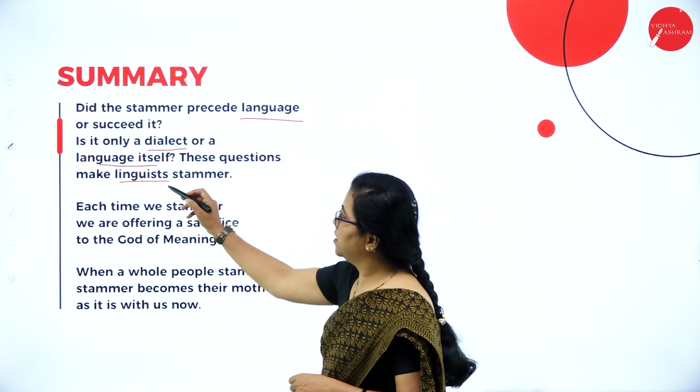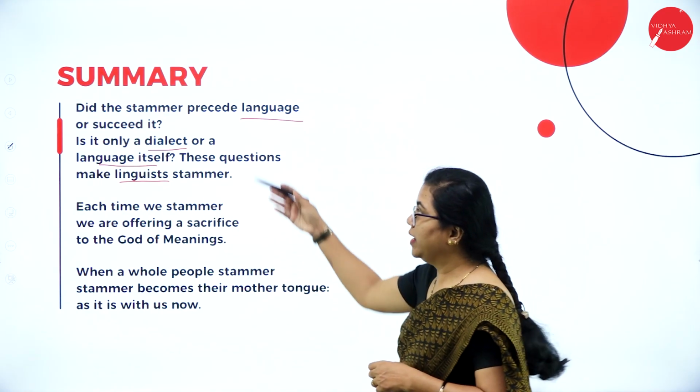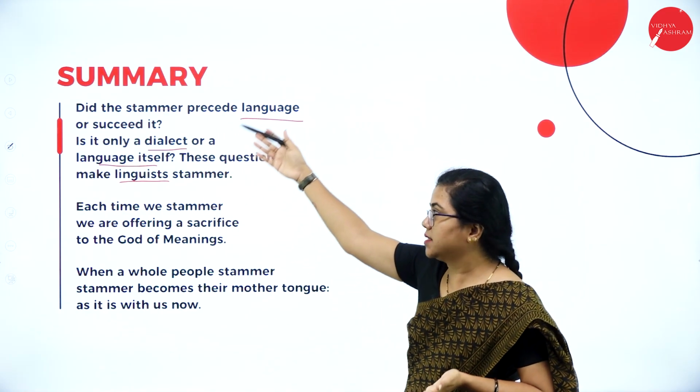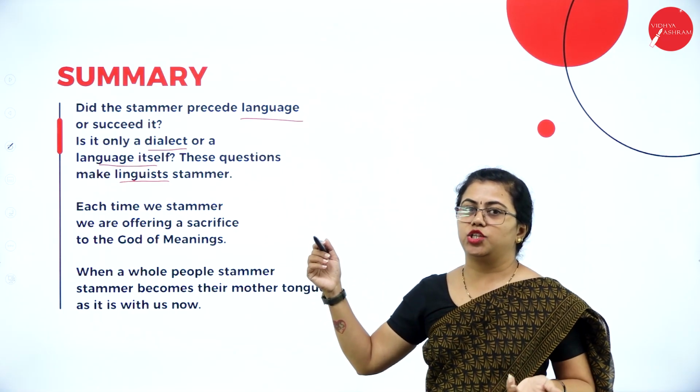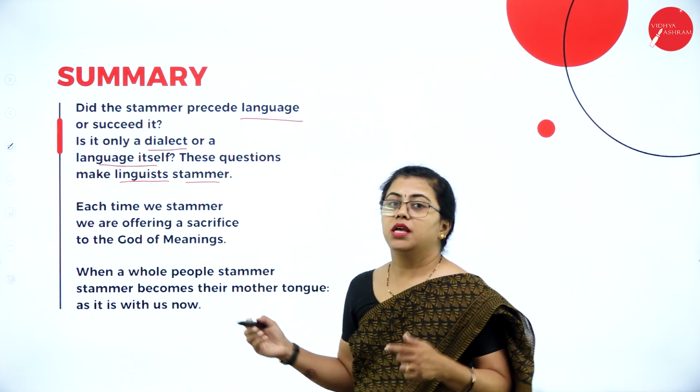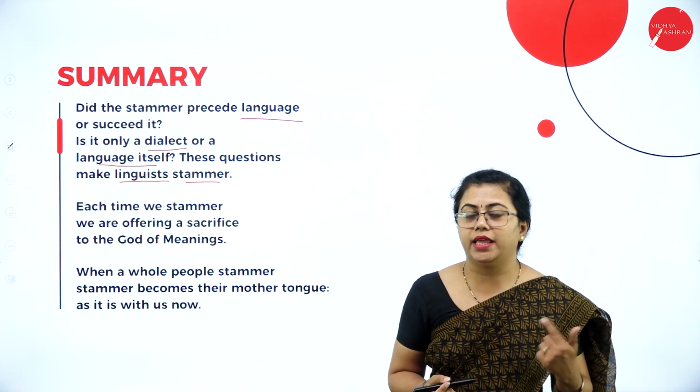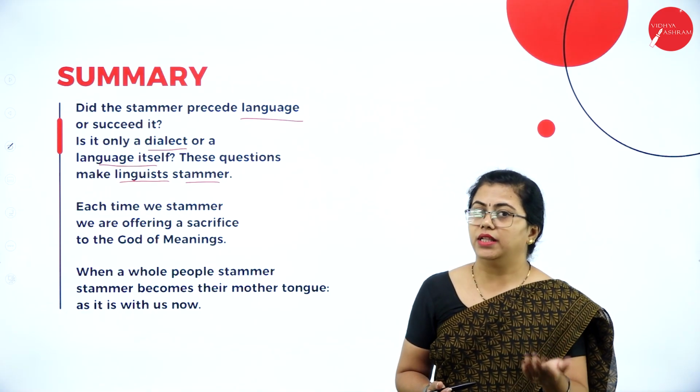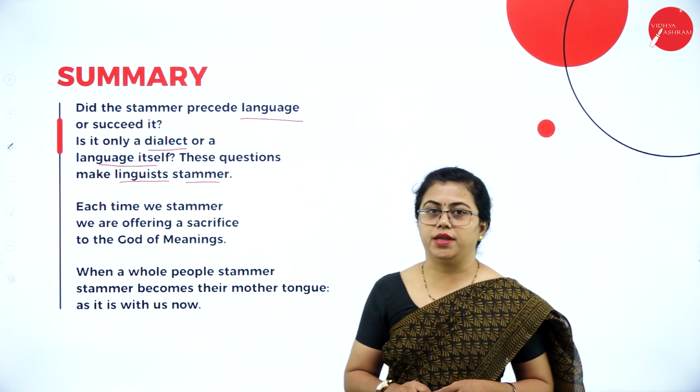So these questions make linguists stammer. When the poet asks these questions, linguists actually start stammering because they cannot comprehend them, they cannot give an answer for this. So the linguists actually stammer over here.